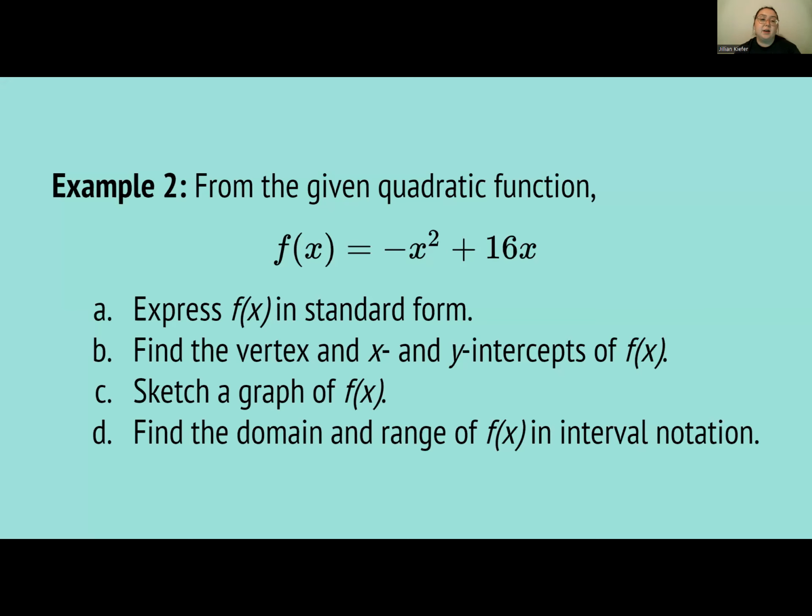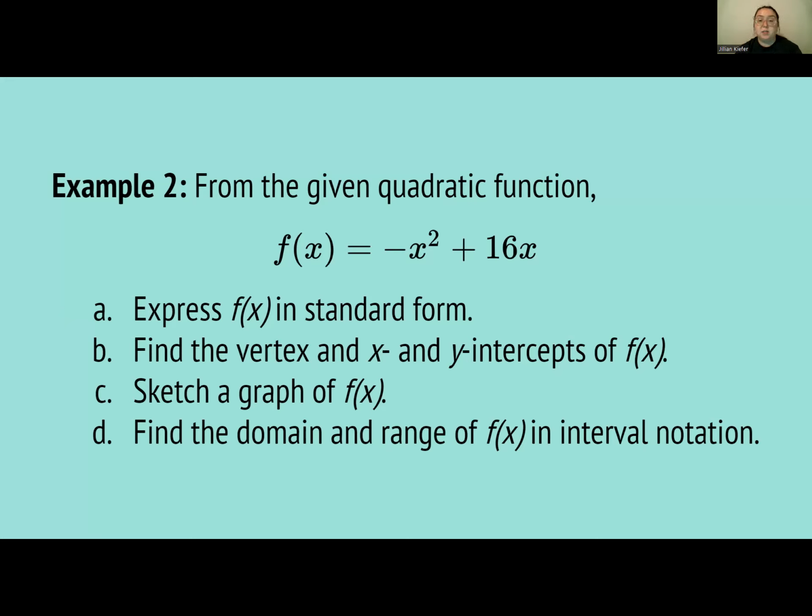All right, so here is example 2. From the given quadratic function, f of x is equal to negative x squared plus 16x, we have 4 parts here. Part A, we're going to express f of x in standard form. Part B, find the vertex and the x and y intercepts of f of x. Part C, sketch a graph of f of x. And part D, find the domain and range of f of x in interval notation.